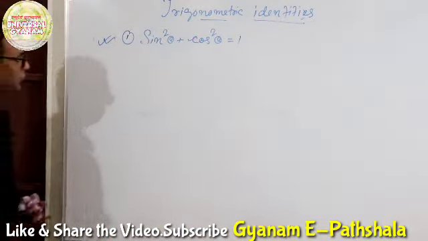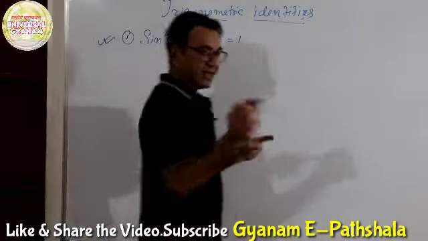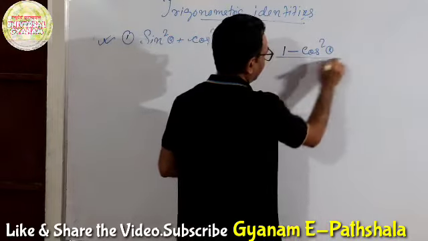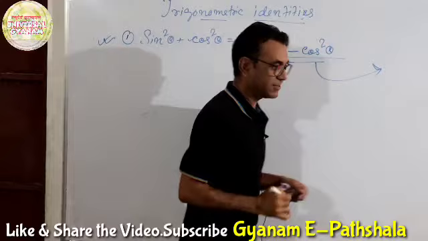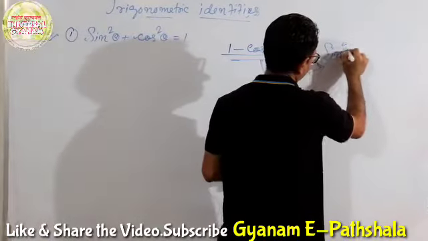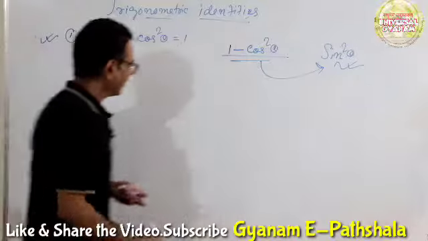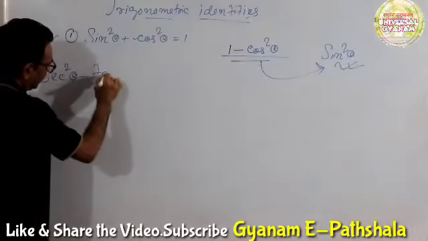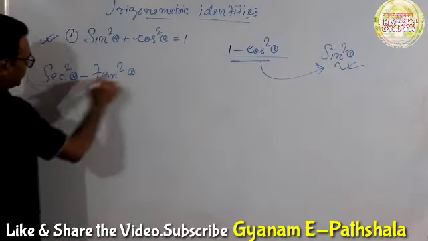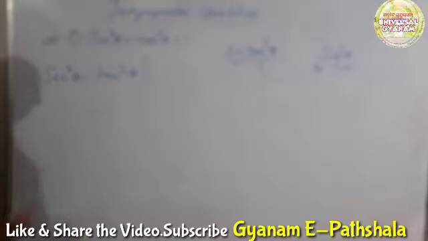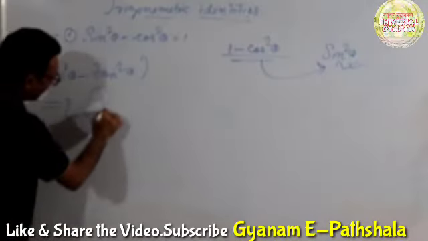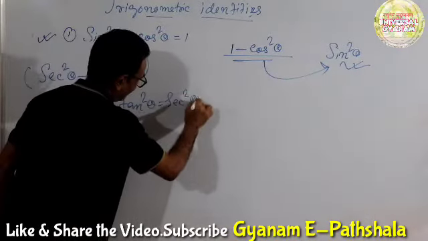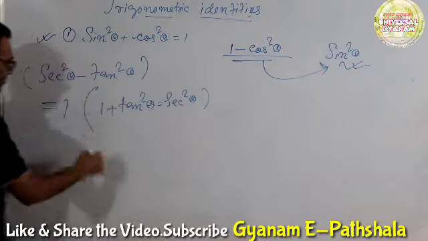Now in problems, in case you get anything like 1 minus cos square theta, you can write in its place sin square theta. It becomes simplified. In case you get something like sec square theta minus tan square theta, this is a long expression, but this is equal to 1. Why? Because 1 plus tan square theta is equal to sec square theta. So obviously sec square theta minus tan square theta is equal to 1.